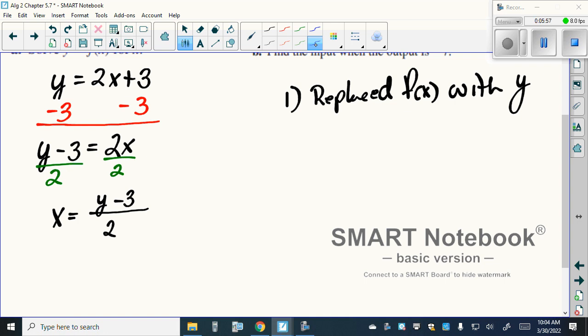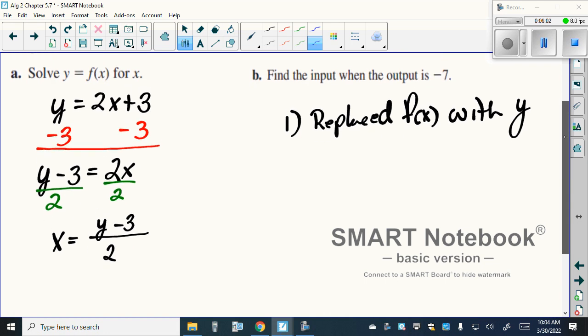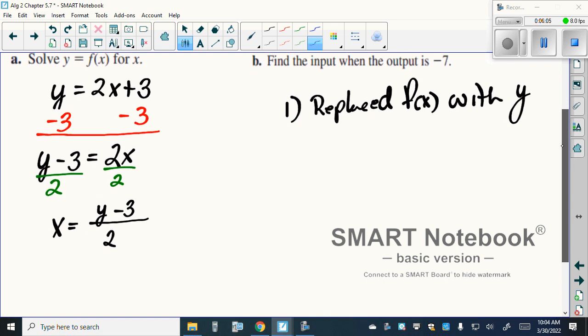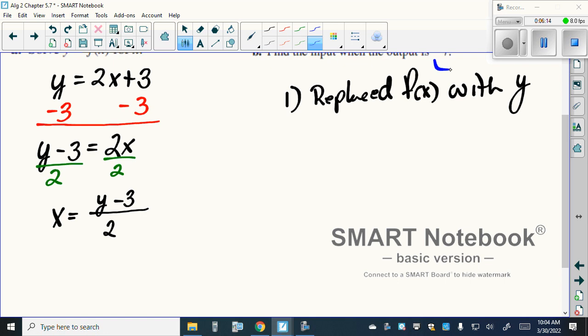Now the other part is to find the input when the output is -7. And when we talk about input and output, input is always x, output is always y. So here, we're saying -7 is going to be inputted in place of y. We're saying x is equal to (-7 minus 3) over 2. And we want to solve.